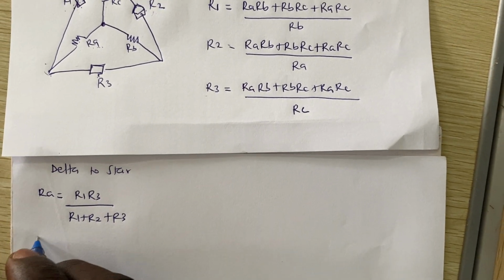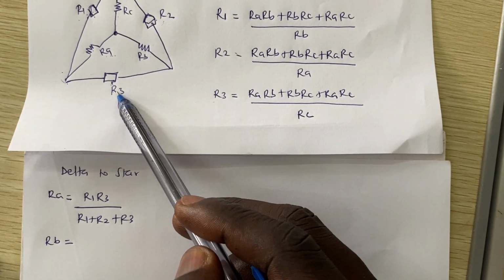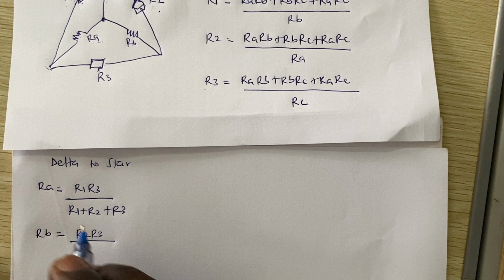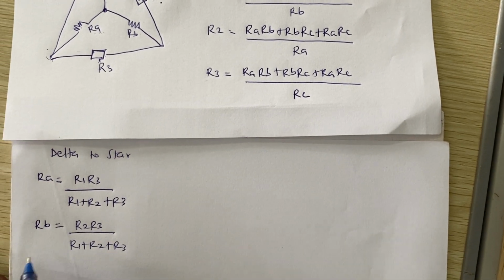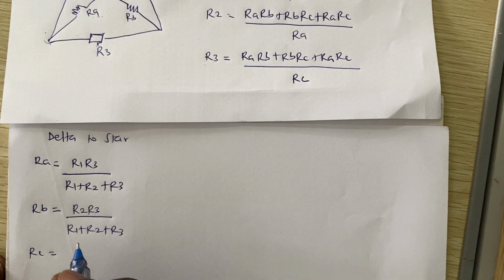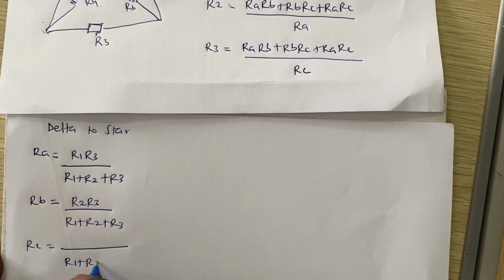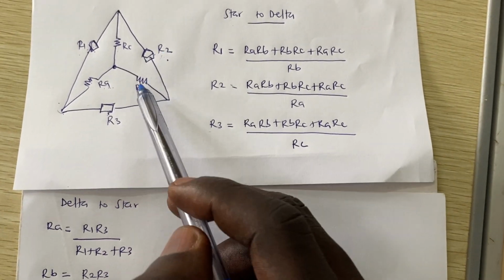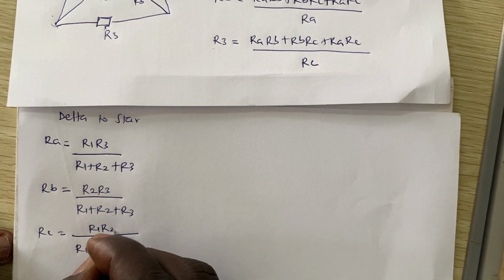And the same thing applies to RB. Now you find the one that it's in between, which is the R3 and then the R2, right? So you're getting R2, R3 divided by the sum of the three. So when you consider these two, you can see that the denominator does not change, right? So R1 plus R2 plus R3, and then here for RC we are getting R1 and R2 because it's in between R1 and then R2, right?